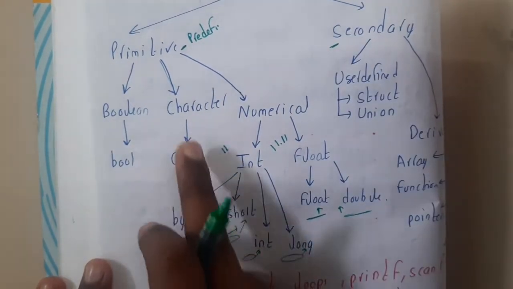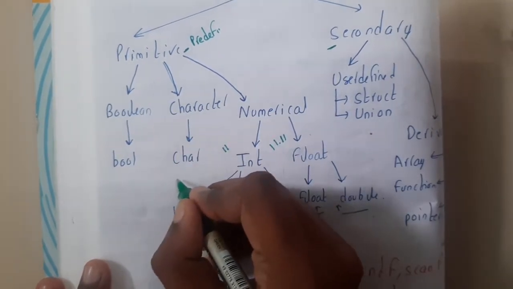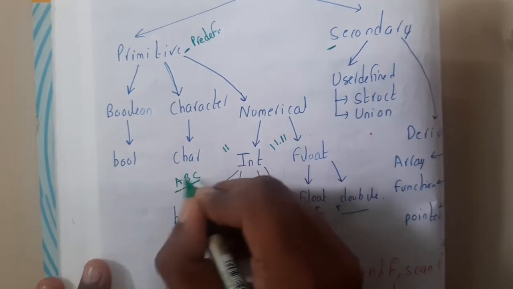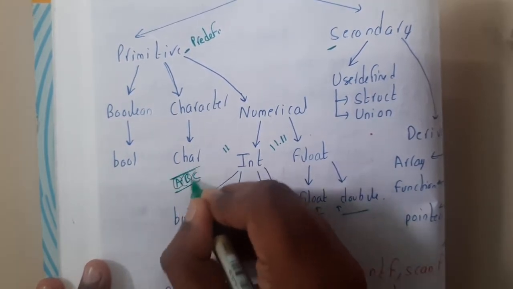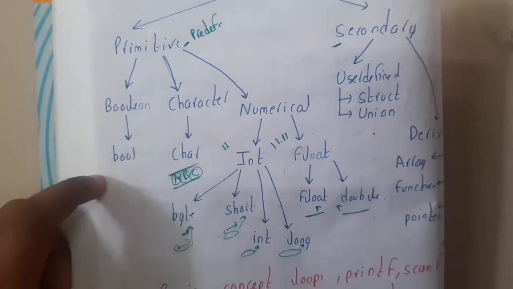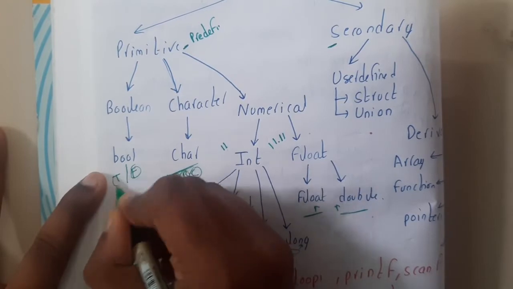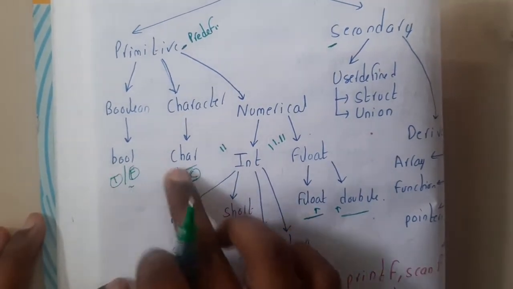Character: if you want to write your name, say ABC, each and every letter is a character. Similarly, boolean is used to store true or false. So these are the predefined types.